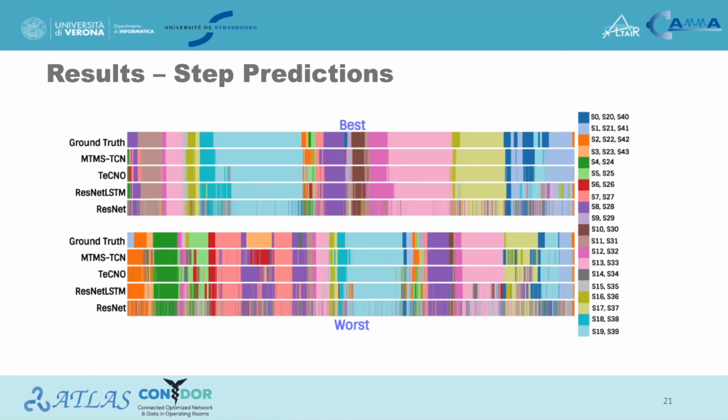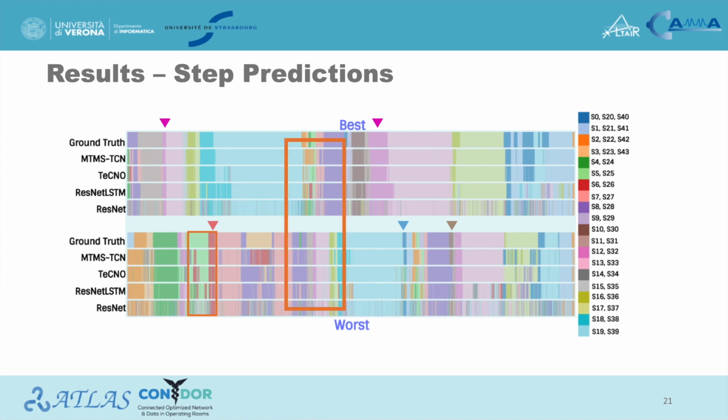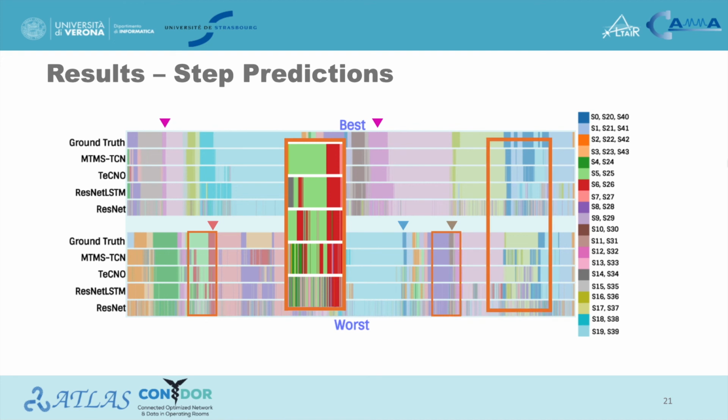Similarly, we present step predictions of various models on 1 best and 1 worst video. Again, we notice that our model is able to capture smaller steps and their transitions quite well. For example, here we see that our model is capturing both the steps corresponding to green and red quite well. Once again, we see another example where our model performs quite well in recognizing 2 steps highlighted in purple and brown. Interestingly, brown has not been captured by any of the other models.